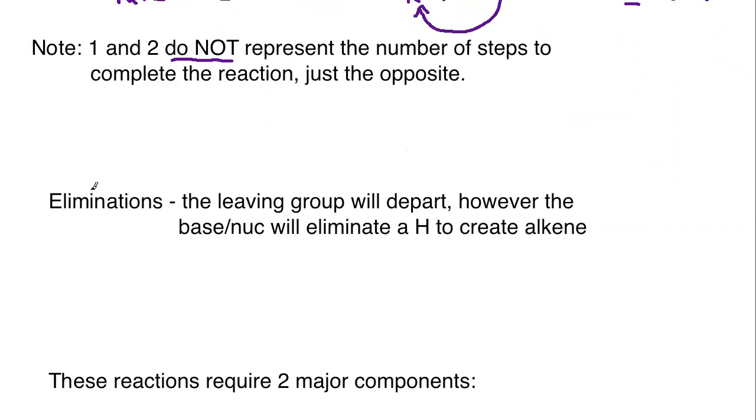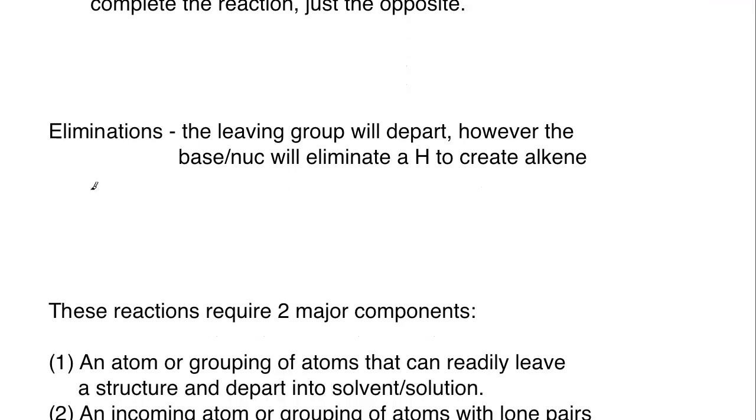Okay, now what about eliminations? Because we mentioned that in the previous outline lecture getting ready for this course. Eliminations, and we will be discussing these in much more detail later in the course. We're going to look at substitutions first, but eliminations follow the same premise. When you have the RX, what we're really going to look at for an elimination is you have some leaving group X on a carbon, and then the adjacent carbon is going to have some hydrogen on it.